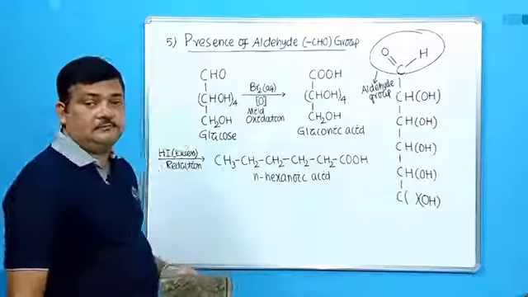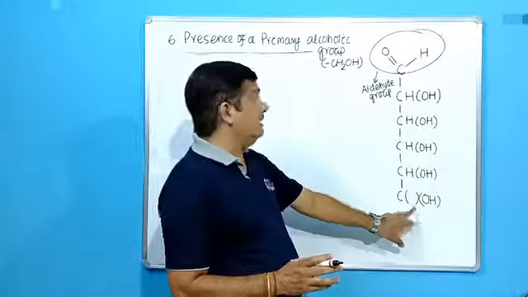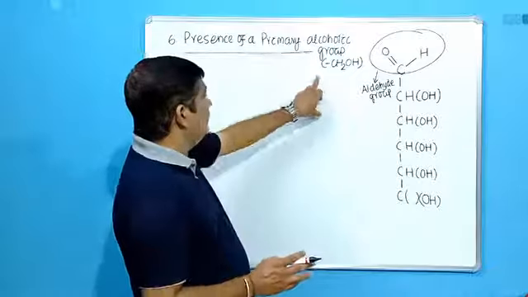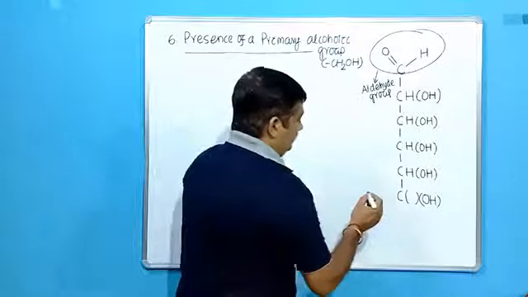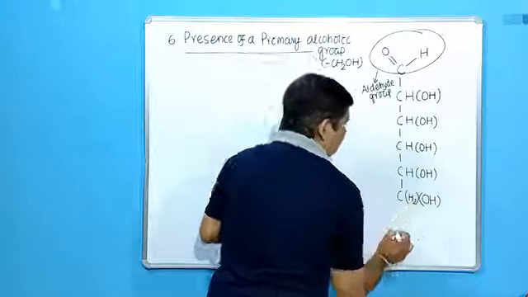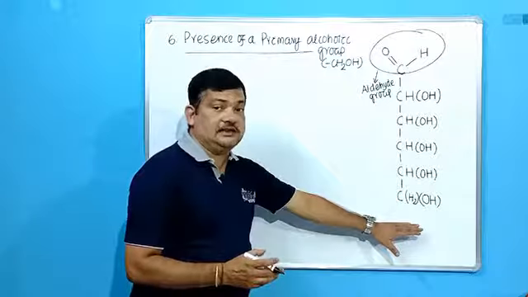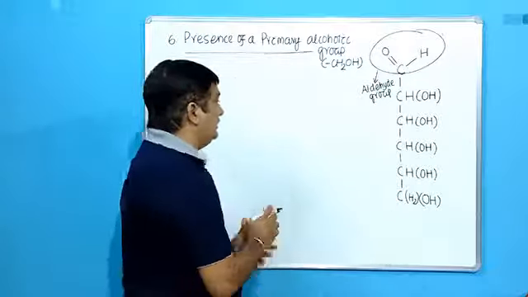Okay, so next students, the last step, that is what is present here. Now here a primary alcoholic group is present, CH2OH. That means here it is H2. So a primary alcoholic group is present at the terminal carbon. So how will it be confirmed?